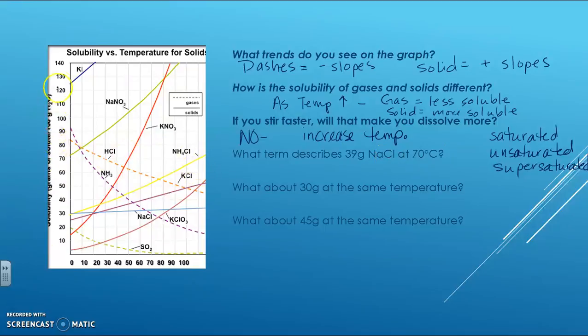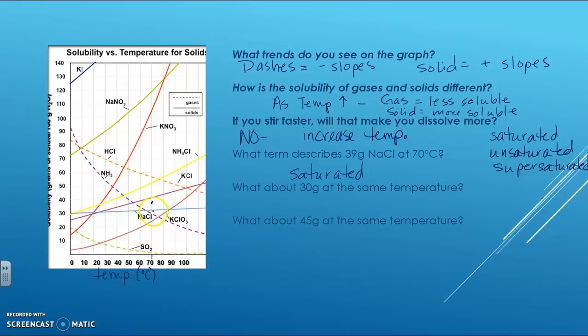All right, so we have grams here and we have degrees temperature. It didn't say it, but this is temperature here in degrees Celsius. Okay, so we find 70 degrees Celsius, which is here, and we go up until we get to 39. And 39 would be about right here. All right, and the question is, how would you describe that? Well, we would say that because it's above the line, that would be a saturated solution.